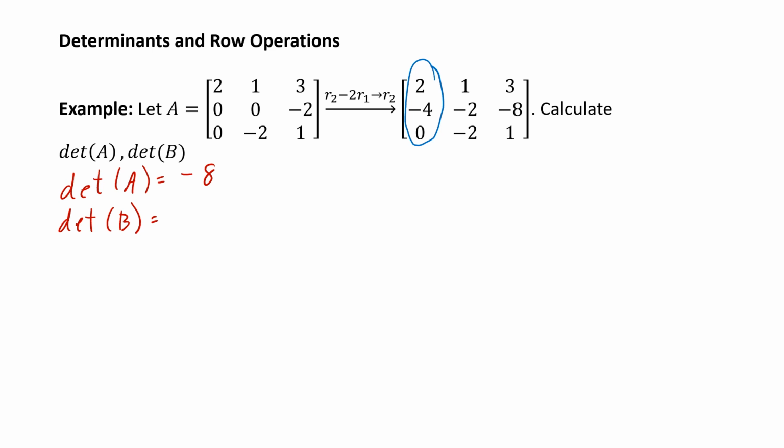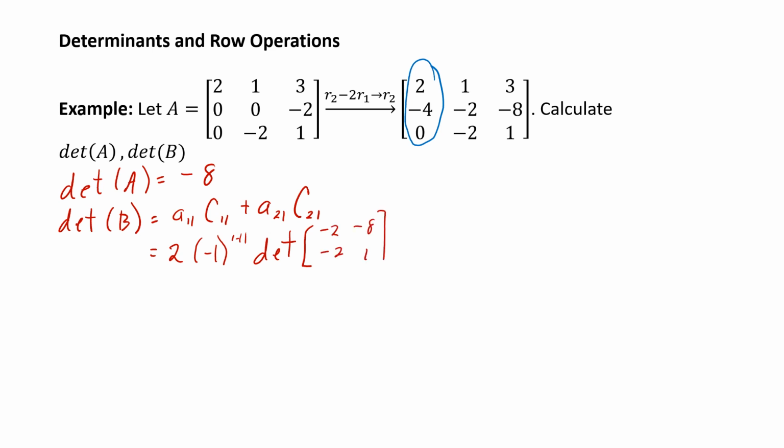The determinant, when we use cofactor expansion, is A11 C11 plus A21 C21. What's that equal to? A11 is 2, C11 is -1 to the 1 plus 1, times the determinant of [-2, -2; -8, 1], the matrix you get by eliminating the first row and column. Plus A21 is -4 times -1 to the 2 plus 1 times the determinant of [1, -2; 3, 1].